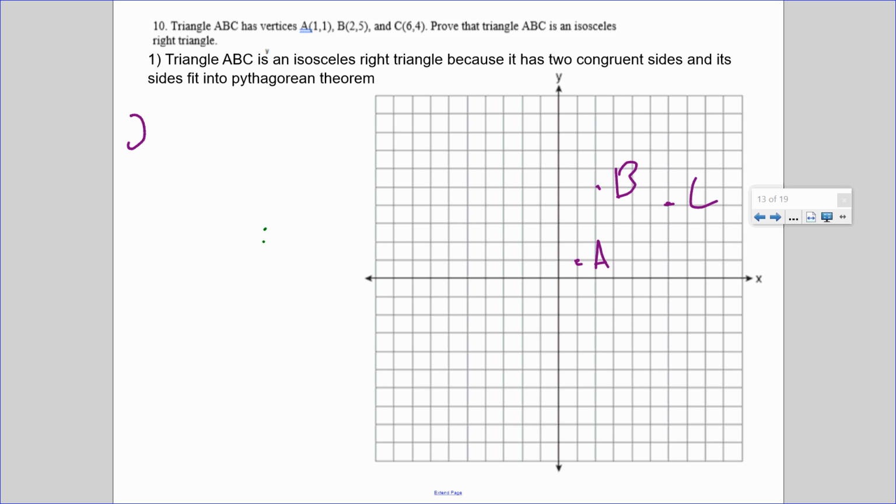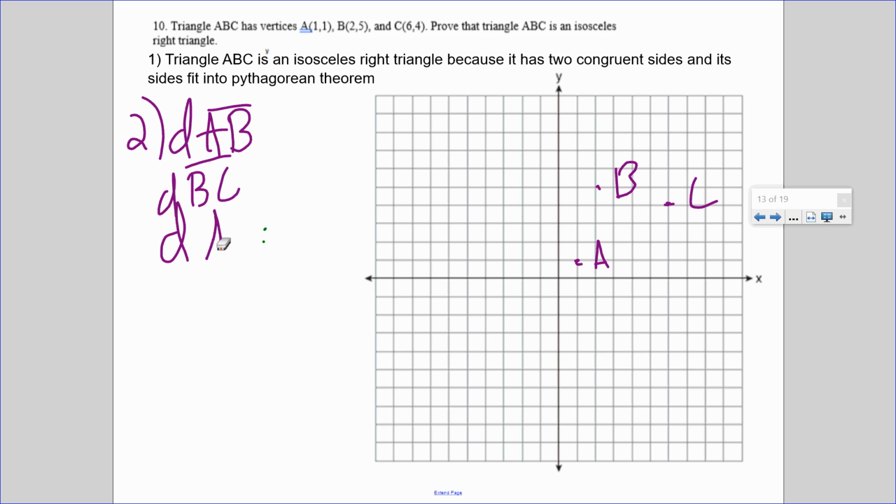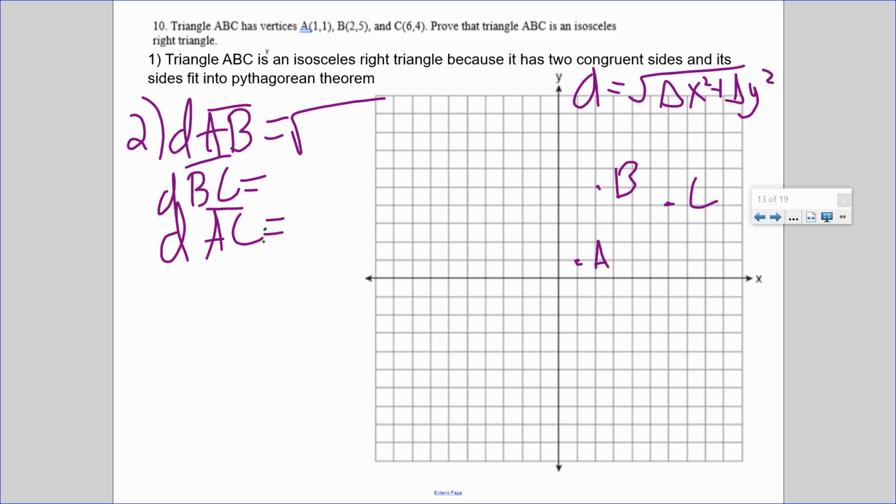So I said that it has two congruent sides. I'm going to find the distance of AB. I'm going to find the distance of BC. I'm going to find the distance of the third side as well. In order to show that it fits into Pythagorean theorem, I have to find all three sides. So my distance formula, I really hope you know your distance formula at this point. Delta x squared plus delta y squared.